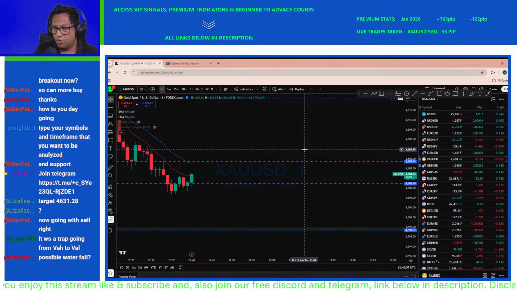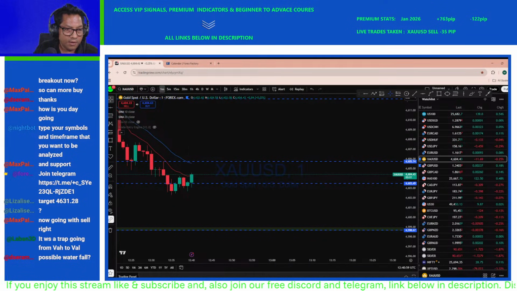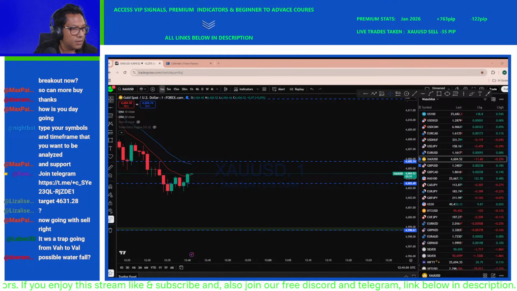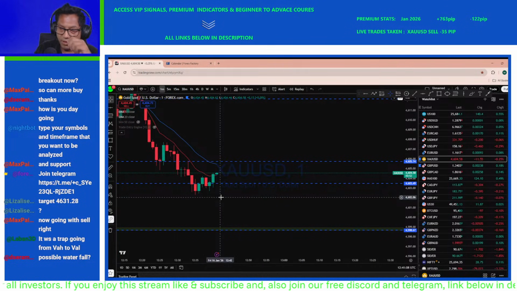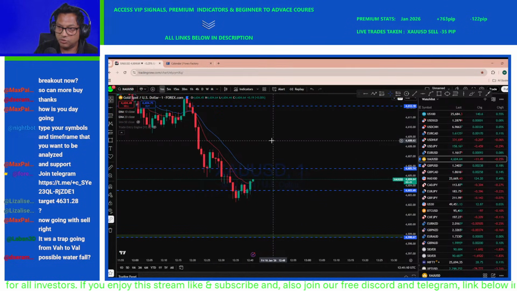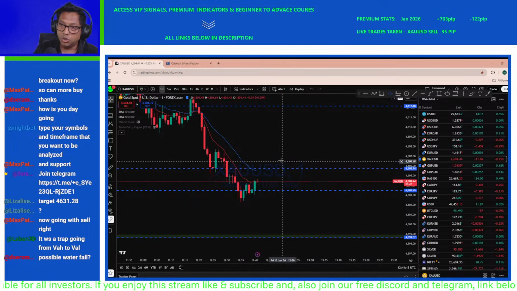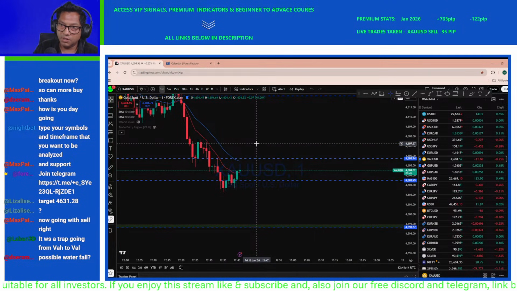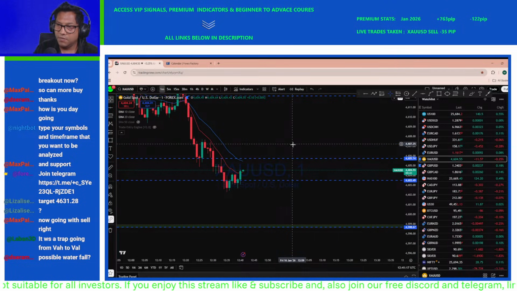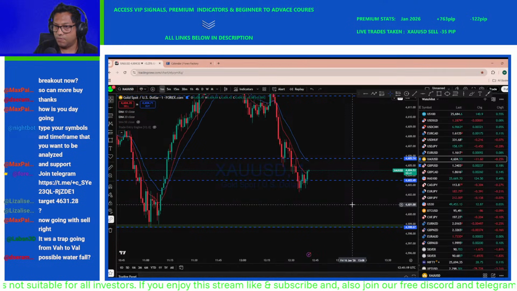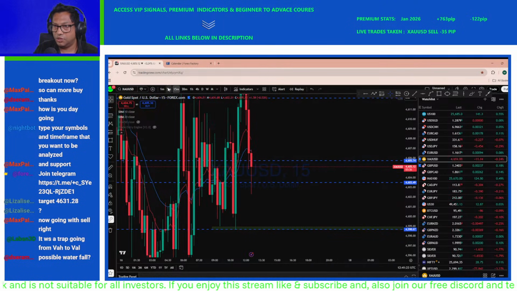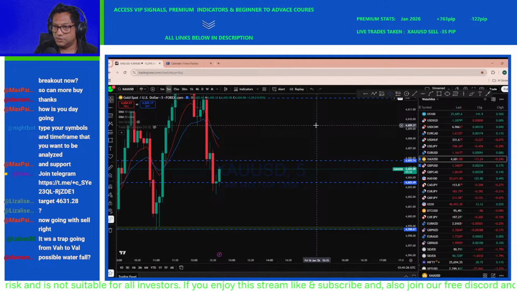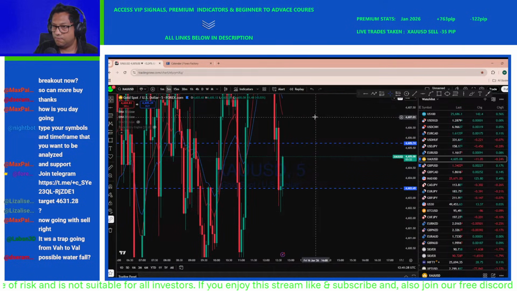So there might be a double bottom here, and that could create, if you look here, a slow push back to the upside. Here there is a 20 EMA on the lower time frame, which may potentially create a selling opportunity in this market.